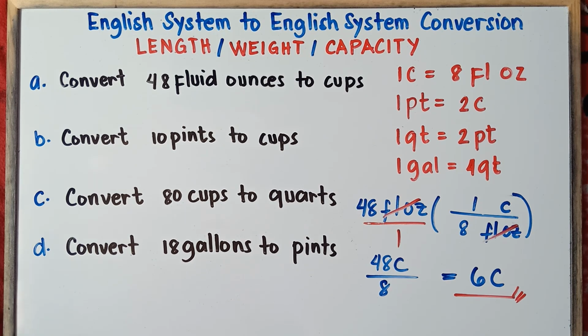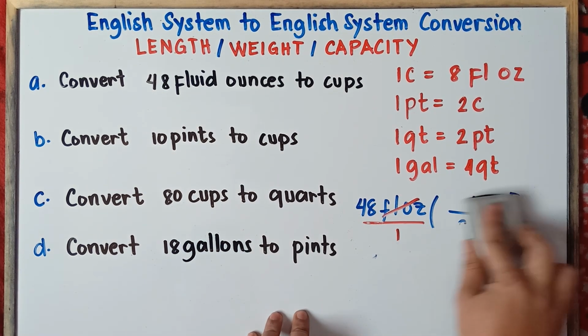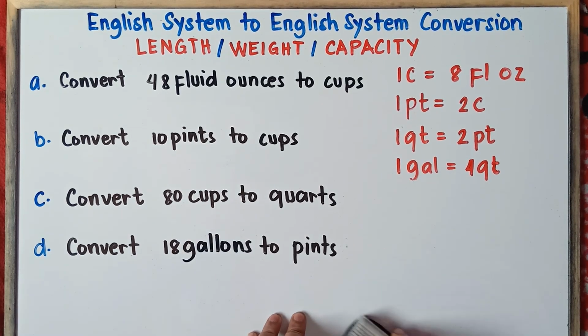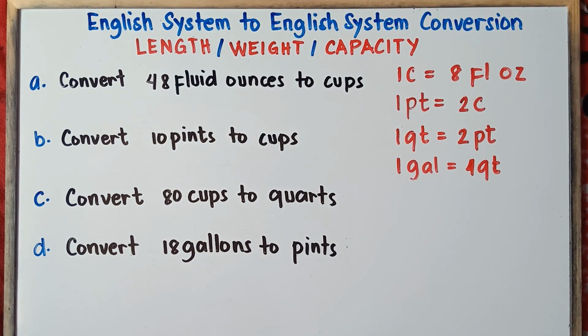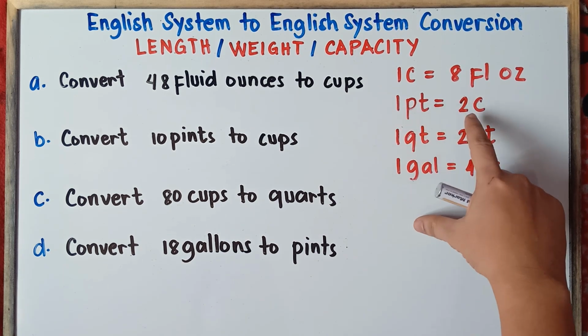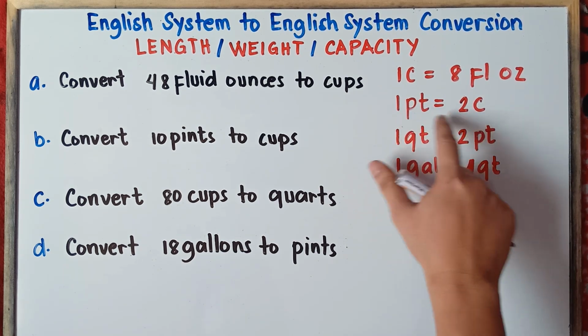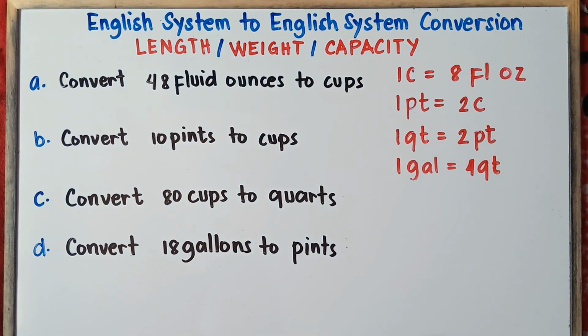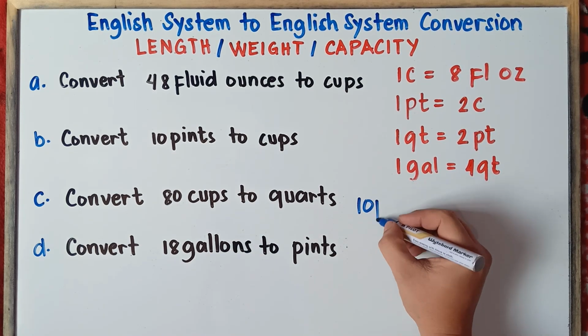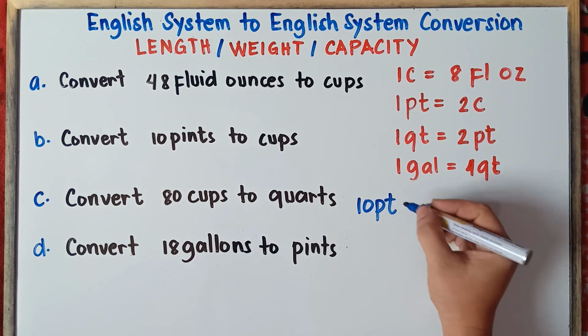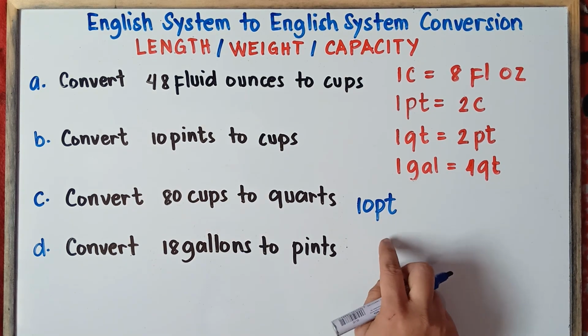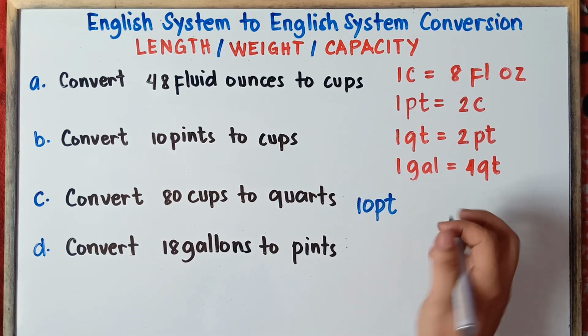Convert 10 pints to cups. Alright, so do we have the conversion, pints to cups? Yup. We have 1 pint is equivalent to 2 cups. So we will be using this conversion. Alright, so once again, our given is 10 pints. So we can put PT for pints. The abbreviation, class, of pints, that would be PT.